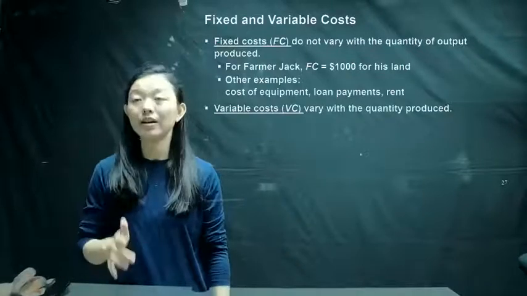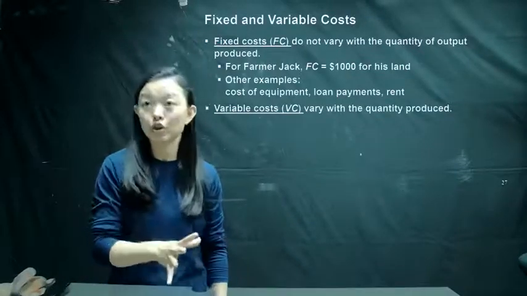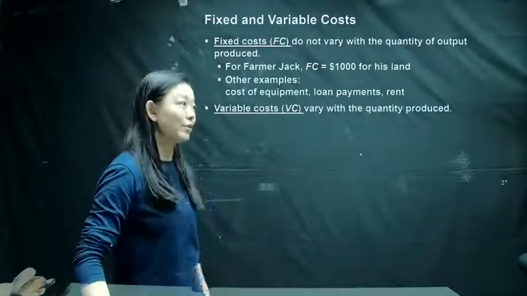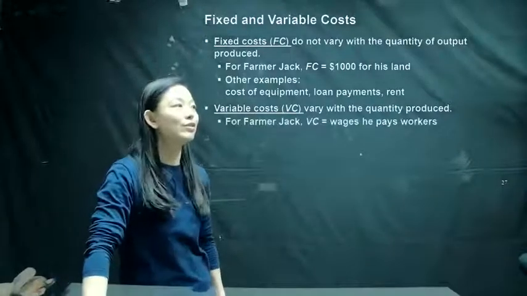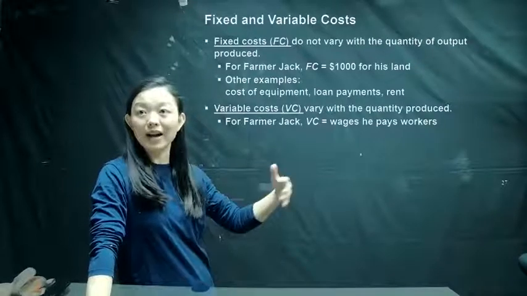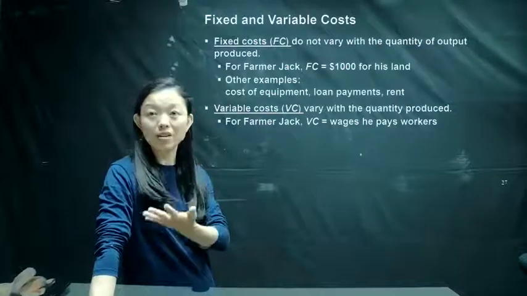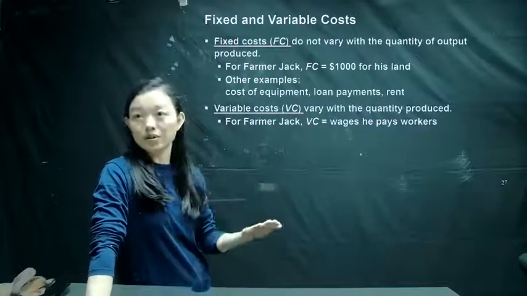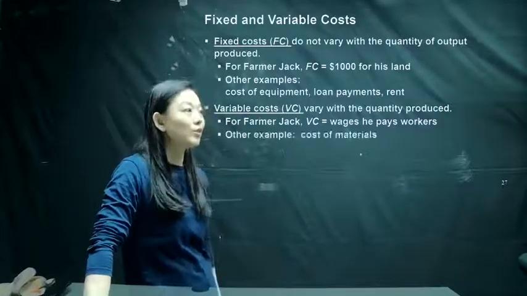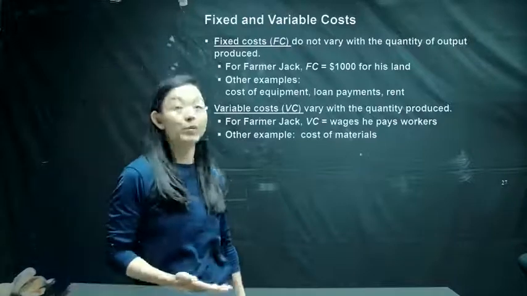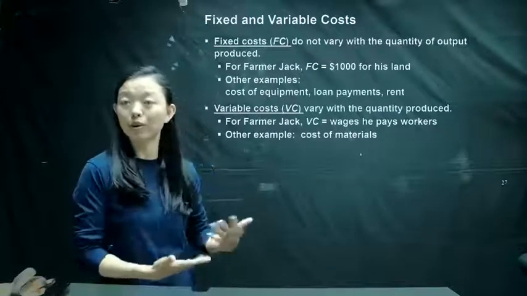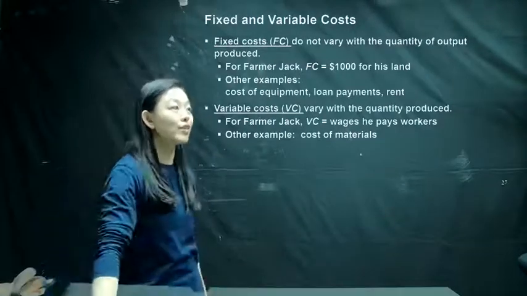Variable cost, VC, is the cost that varies with the output level. For example, for Farmer Jack, the variable cost will be the labor cost, right? As he hires more and more workers, he needs to pay more and more wages. There are also other examples, like the cost of materials. Buy more materials to produce more output, and you will incur more cost. Those are what we call variable cost.